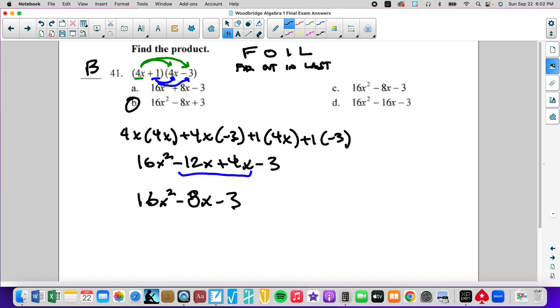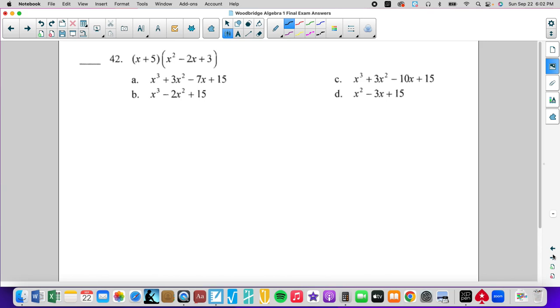It's not B. That's not a positive 3. This is a negative 3. It's going to be C. 16x squared minus 8x minus 3 is C. We're going to learn that. That is something you must be proficient at.